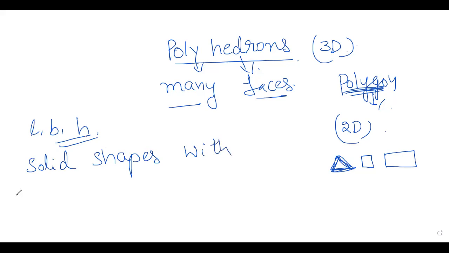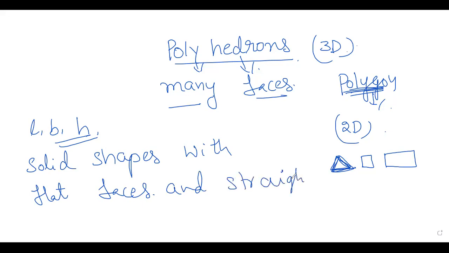So solid shapes with flat faces and straight edges are called polyhedrons. They are made of straight lines, line segments.